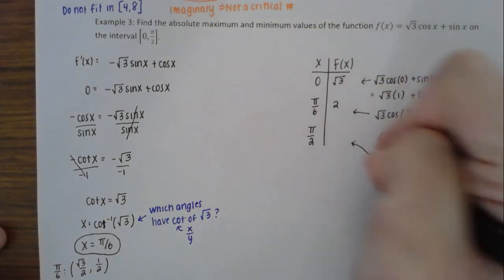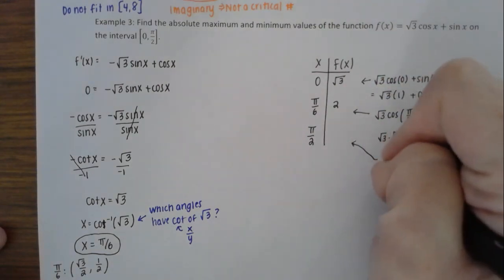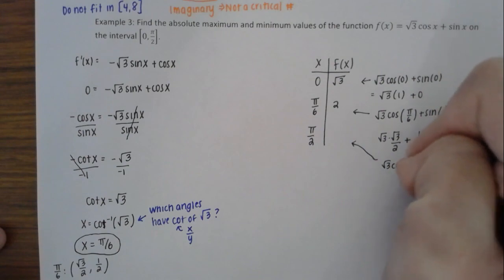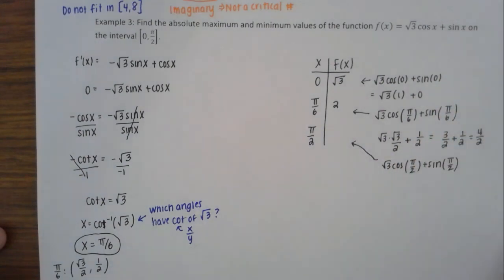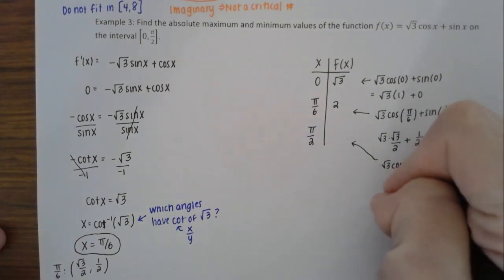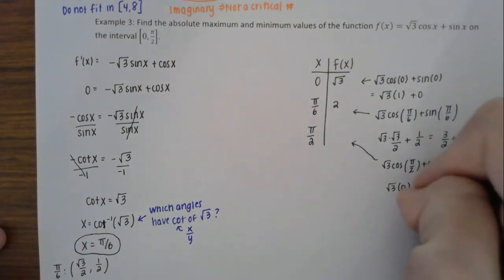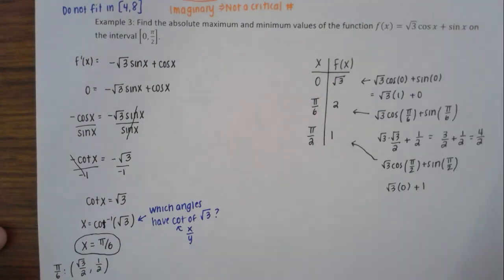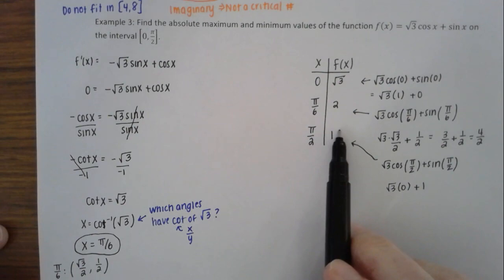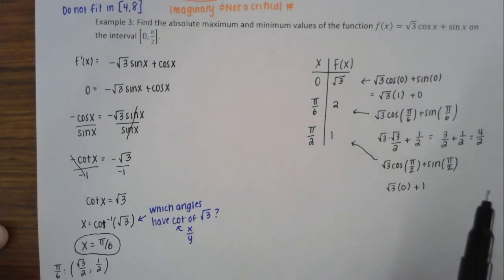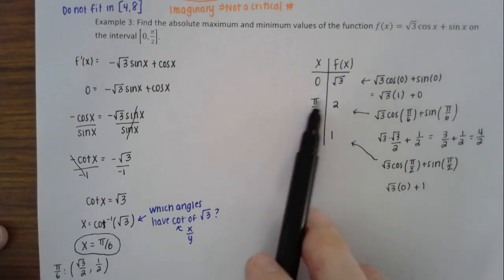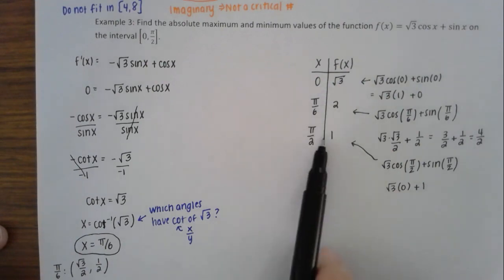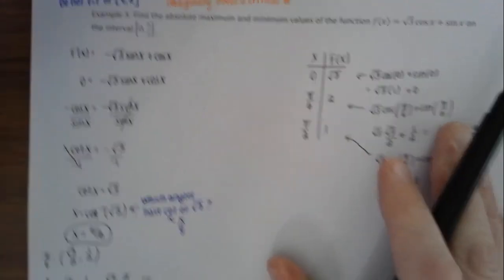And then if I do the same thing for my last value here, √3 times cosine of pi over 2 plus sine of pi over 2. Cosine of pi over 2 is just 0, so this is just √3 times 0. Sine of pi over 2 is 1, so this just ends up being a 1. So what I'm looking for of these values, again, is just what's the biggest one and what's the smallest one. The square root of 3 is 1 point something, so it looks like my biggest value is the 2. It looks like my smallest value is the 1.